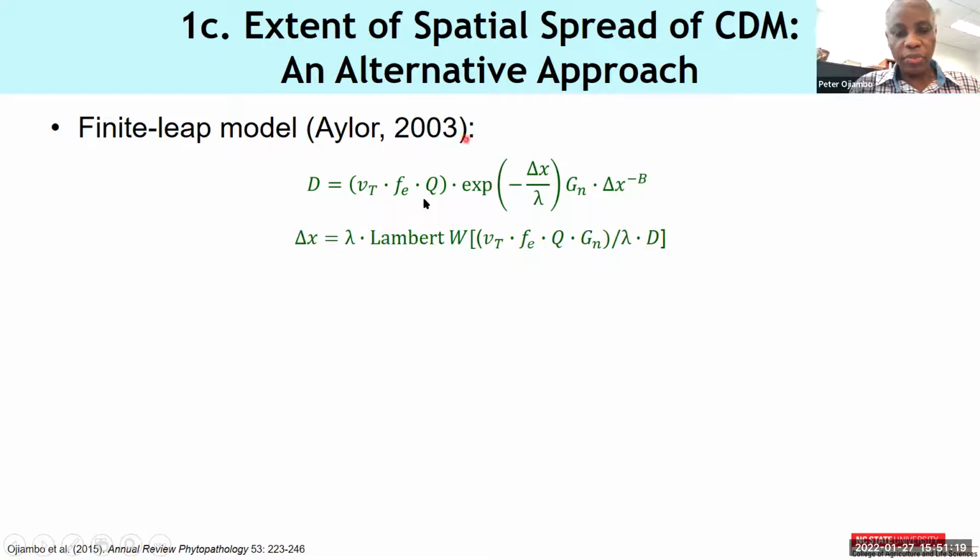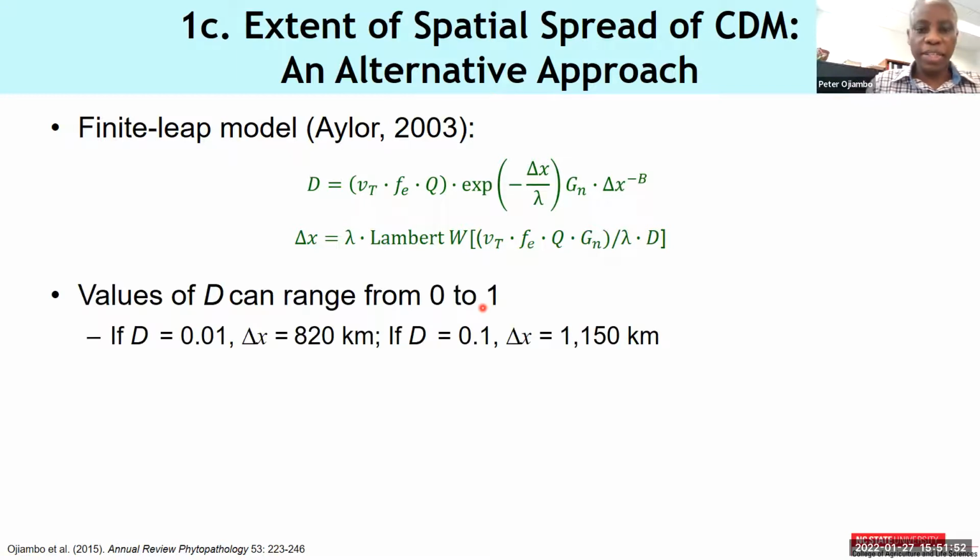If you look at the equation of D, you have lambda, which is what we're actually looking for. The change in X, which is what we're looking for, is both in the exponent and also the multiplier of this particular equation. So you cannot really make X a function of the equation directly. One approach is to use a Lambert function to do that, which is indicated here. Once we were able to make X a function of the equation itself, we were able to get some estimates.